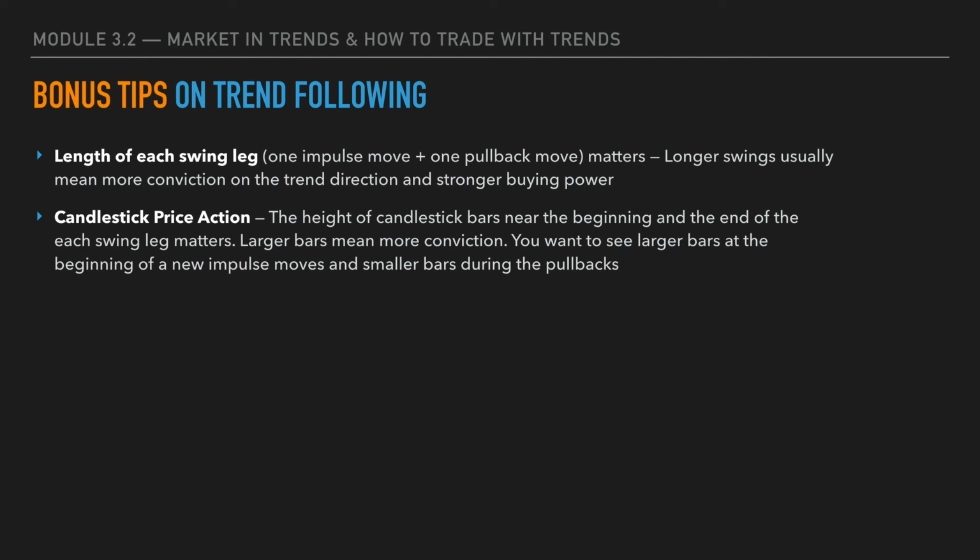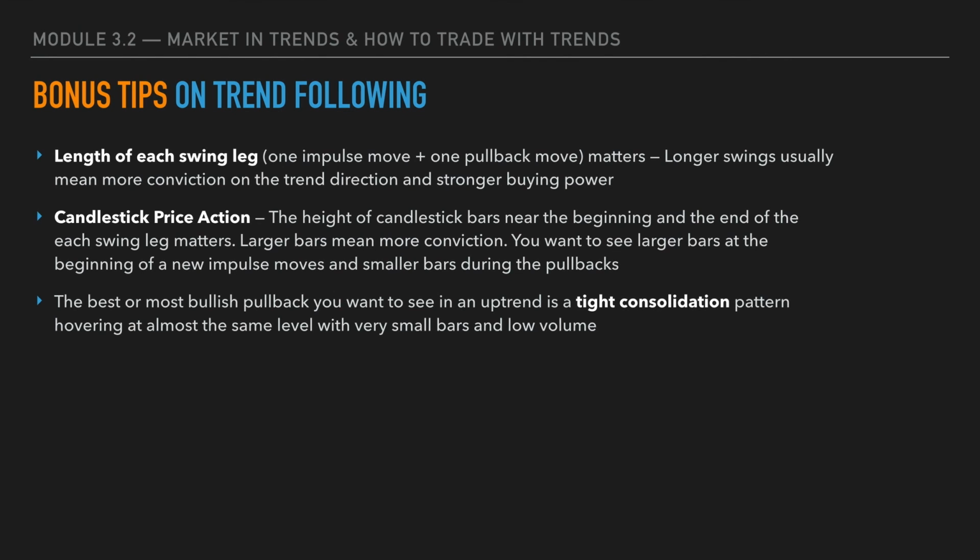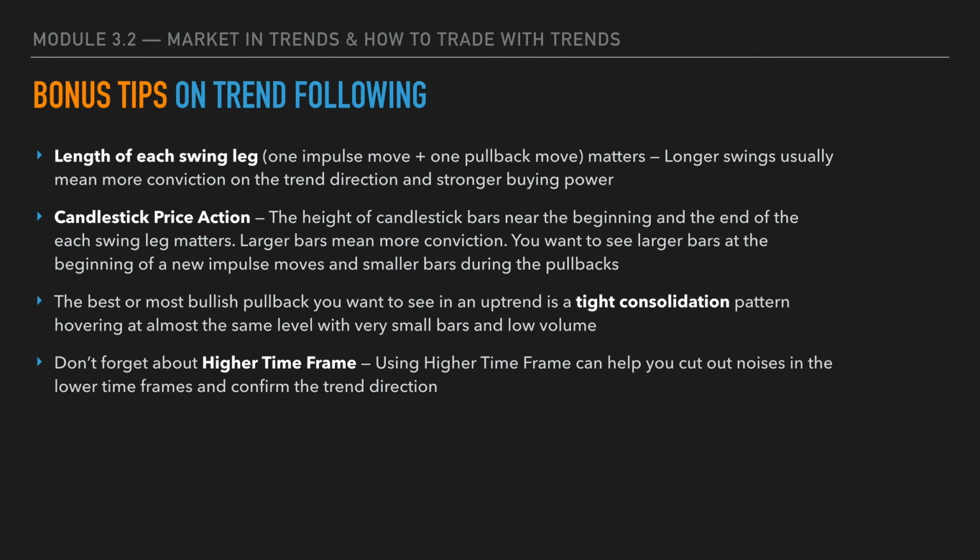You want to see large bars at the beginning of a new impulse move and smaller bars during the pullbacks. The best, or the most bullish, pullback that you want to see in an uptrend is a tight consolidation pattern, hovering at almost the same level with very small bars and low volume. Also, do not forget about the higher time frame. Using a higher time frame can help you cut out a lot of noise in the market when you're using a lower time frame, and confirm the trend direction in an even clearer way.